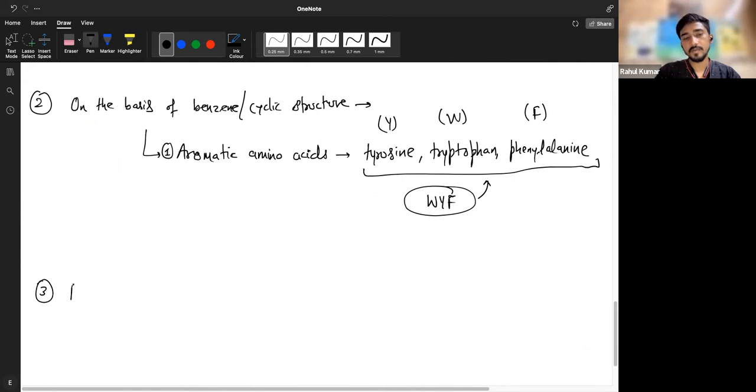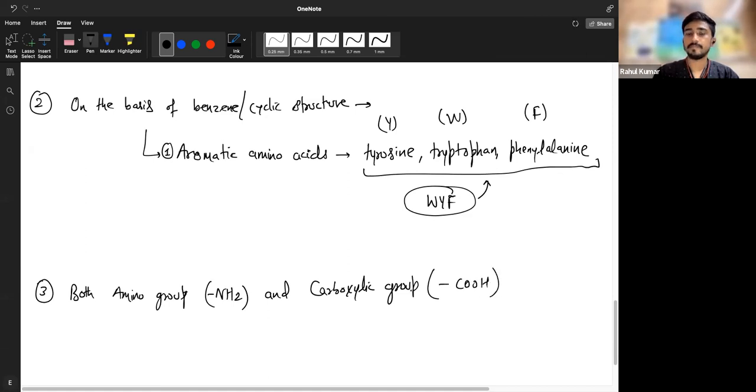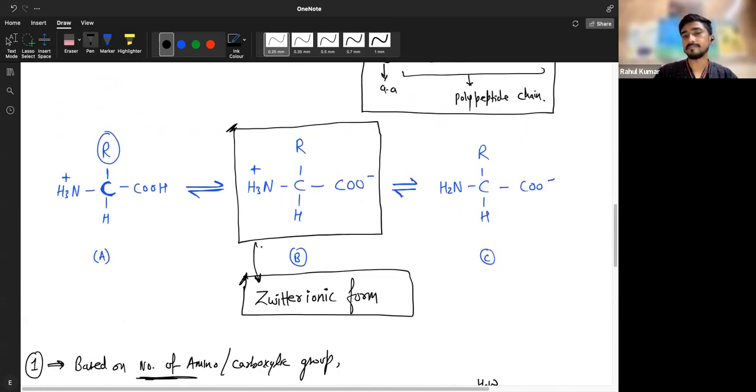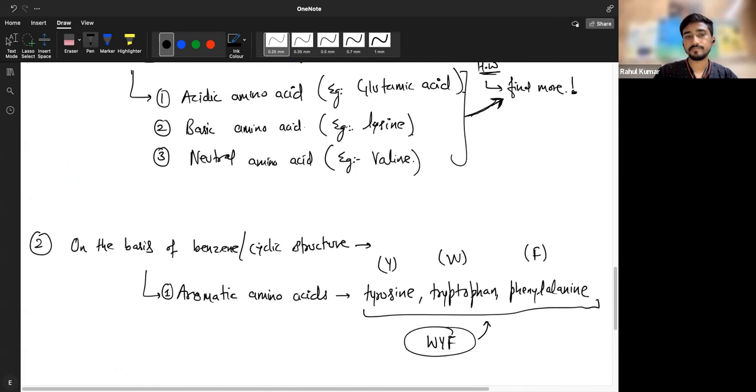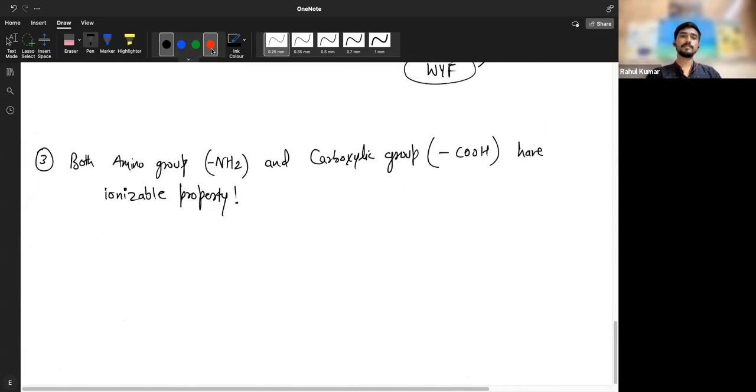And then one last thing is both amino group, which is NH2, and carboxylic group, so COOH, have ionizable property. Both can ionize, and that is the reason that they stay in this Zwitterionic form. Okay. So let me stop because I'll not go into the details today. Let me stop here with the homework.